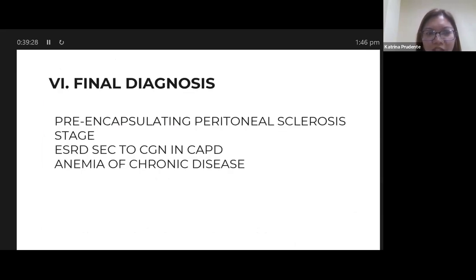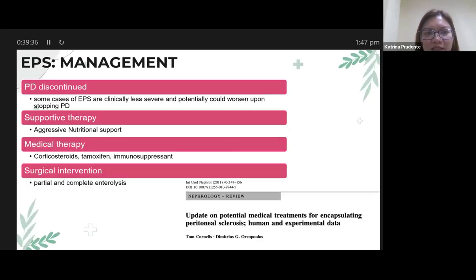So we have the diagnosis of pre-encapsulating peritoneal sclerosis stage, ESRD secondary to CGN and CAPD, and anemia of chronic disease. For the EPS management, regarding discontinuation of PD, in some cases they are clinically less severe and could potentially worsen if you stop PD. So for mild cases, they don't recommend shifting from PD to HD.